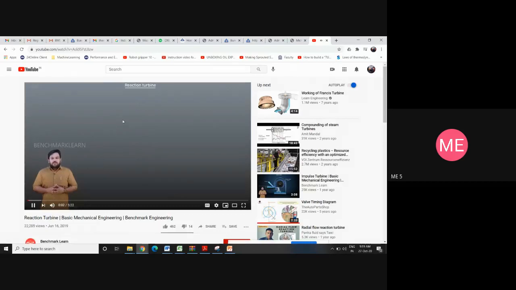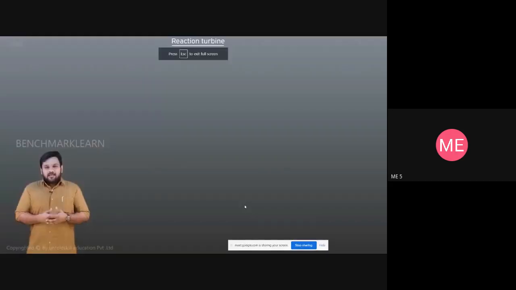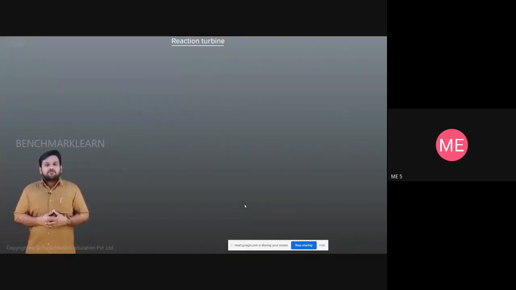Reaction turbine. Now we shall see the working of reaction turbines. The reaction turbine, as the name suggests, works on the principle of reaction force, which is experienced by the turbine blades when water flows over them.